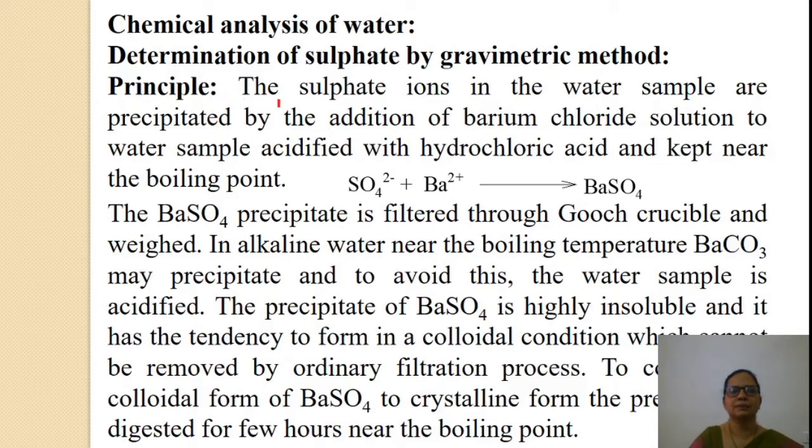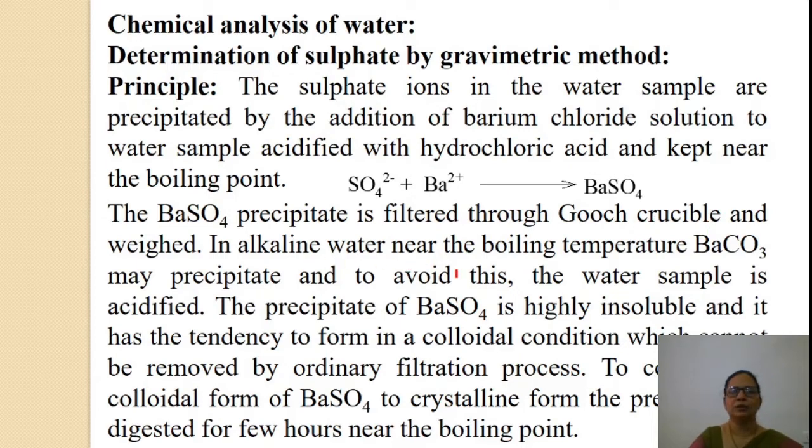Let's study the principle. The sulfate ions in the water sample are precipitated by the addition of barium chloride solution to the water sample, acidified with hydrochloric acid and kept near the boiling point. If sulfate is present in water, when barium chloride solution is added containing Ba2+ ions, sulfate reacts with barium ions forming barium sulfate. The barium sulfate precipitate is filtered through a gooch crucible, one type of crucible which is used for the filtration, and weighed.